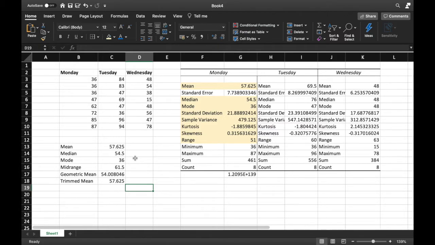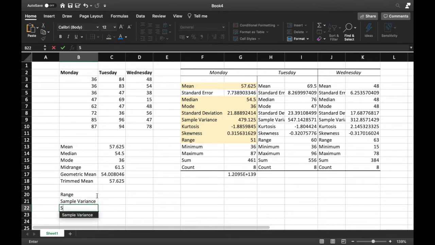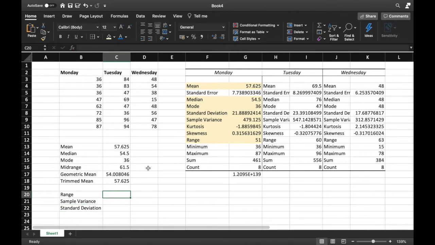Now let us go to the measures of variability, and first we have range, sample variance, standard deviation. Of course, there would be different ways on how to solve for the measures of variability, even with the measures of center, because there are formulas that you can follow. But since we are using MS Excel, the formulas or the functions would be a lot easier.